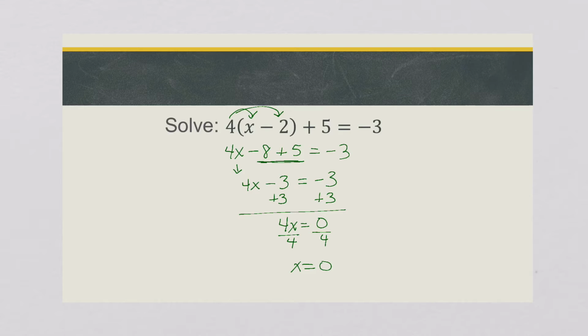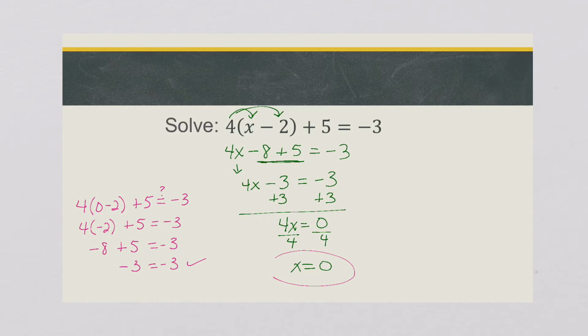So now we can test that out. 4 times 0 minus 2, plus 5, does that equal negative 3? 0 minus 2 is minus 2. 4 times negative 2 is negative 8. Negative 8 plus 5 is negative 3. So x equals 0 is my answer.